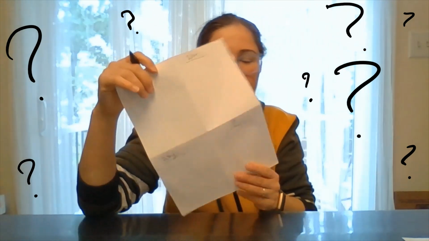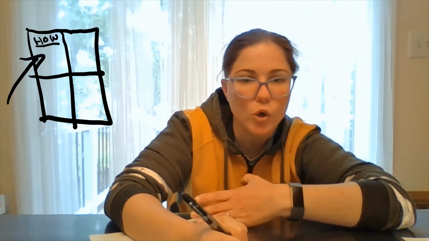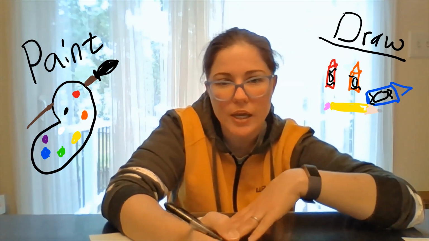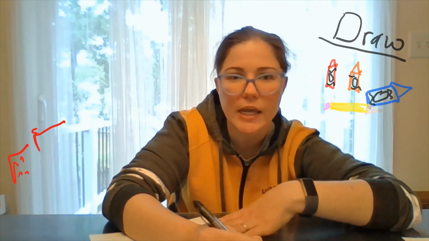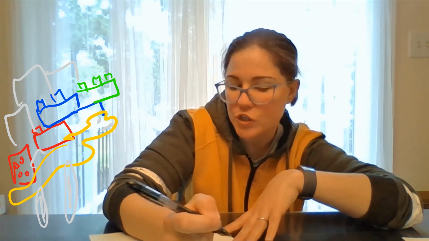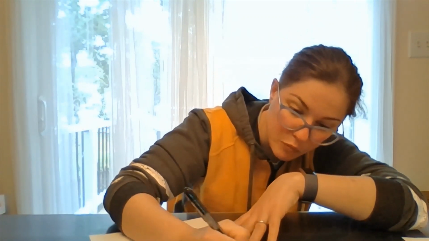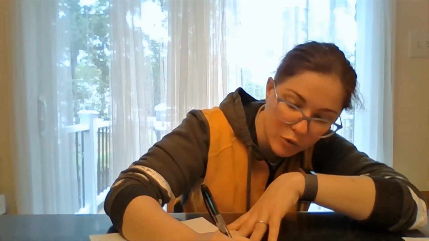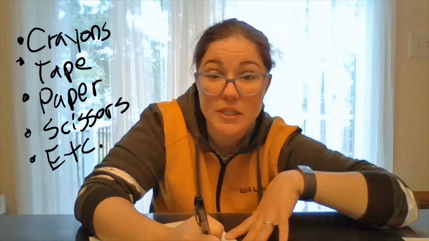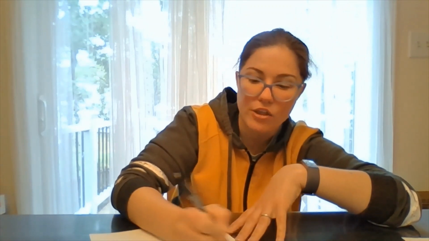Okay. So we're going to start at the top. In the how box, you're just going to plan how you're going to make your project. So if you're going to paint, if you're going to draw, if you're going to create a Lego Play-Doh sculpture, just make sure that it is okay with your grown-ups before you get out anything messy, just like normal. Okay? And you're going to write all of that or draw all of that in that box. If you need to make a list of supplies you need to get, that all goes in the how box.